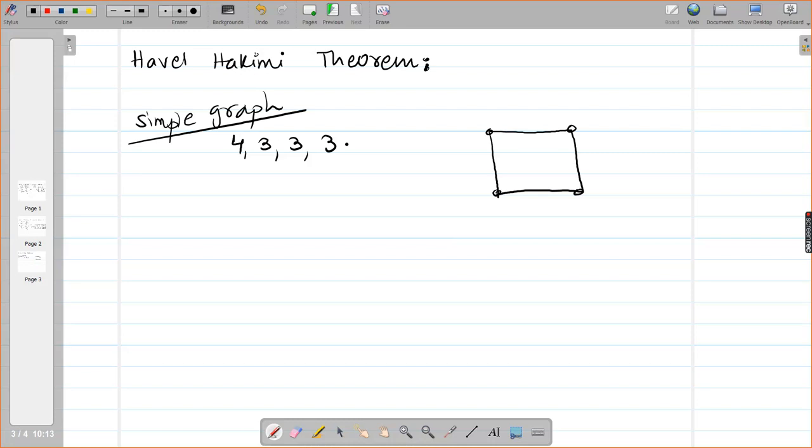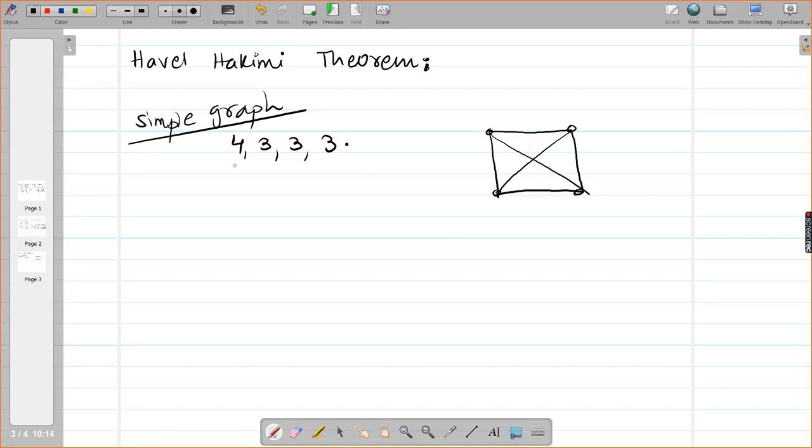Yes, girls? Can you tell me this? 3, because it will be a complete graph, right? It will be a complete graph. And if you want beyond that, then naturally either the graph contains parallel edges or the graph contains a loop. Is that clear, girls? Yes.